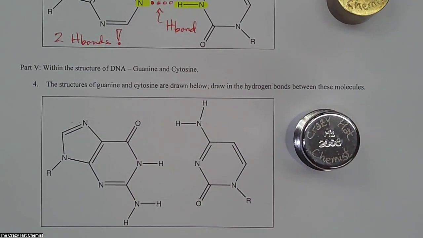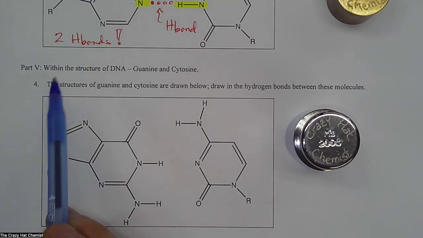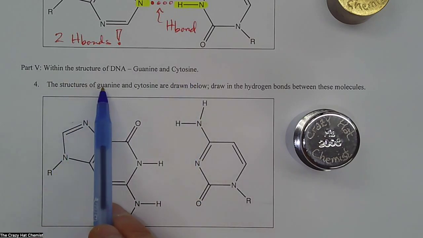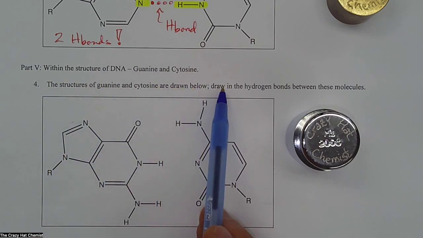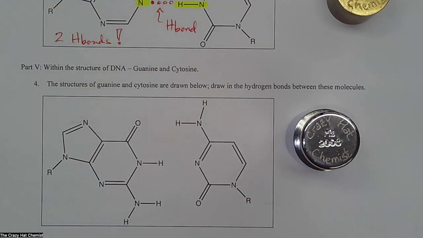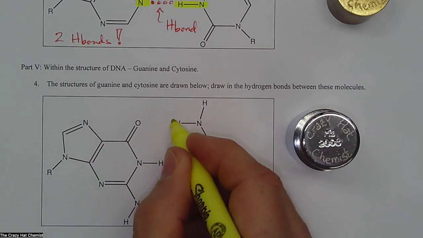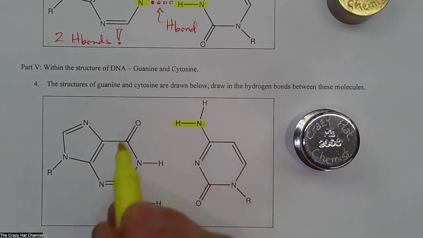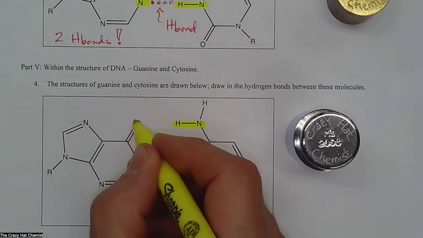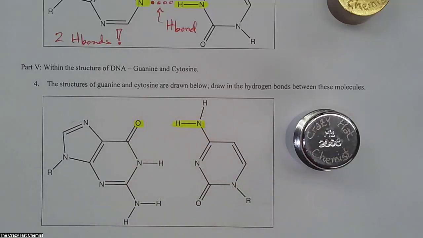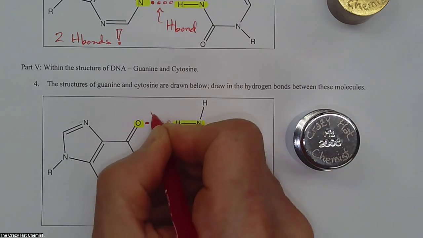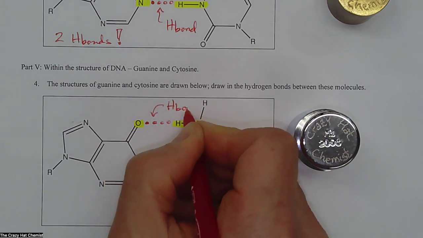Here we go. And part 5 says, within the structure of DNA, guanine and cytosine. The structures of guanine and cytosine are drawn below. Draw the hydrogen bonds between these molecules. Okay, so what do we need? We need a polar covalently bound hydrogen that will be electrostatically attracted, through a dipole-dipole interaction, to an electronegative element on another molecule. And that will be a hydrogen bond. Beautiful. That is a hydrogen bond.